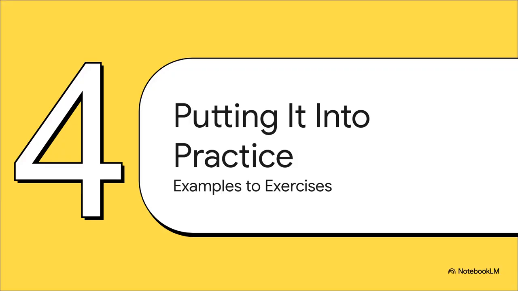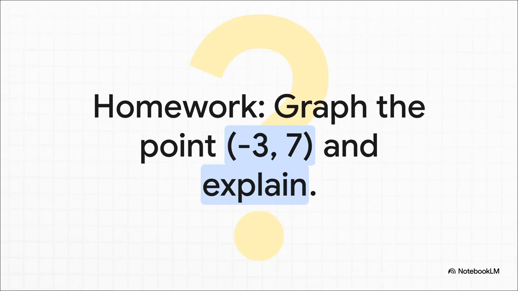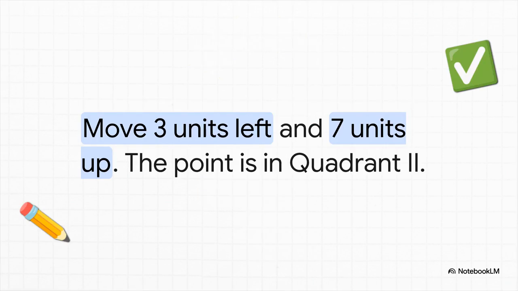Okay, so you've seen the examples. The lesson then logically moves on to some exercises to make sure you've got it down. Time to put it all into practice. All right, here's one straight from the source material. Students get asked to graph the point -3, 7. Now, based on what we just saw with Joshua, you can probably guess where this is going, can't you? And yup, there's a solution. 3 units left, 7 units up, which lands it squarely in Quadrant 2. It's a direct application of that first example.